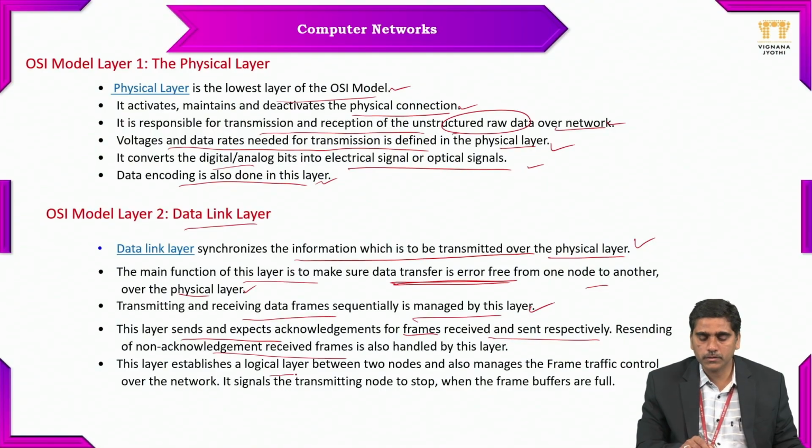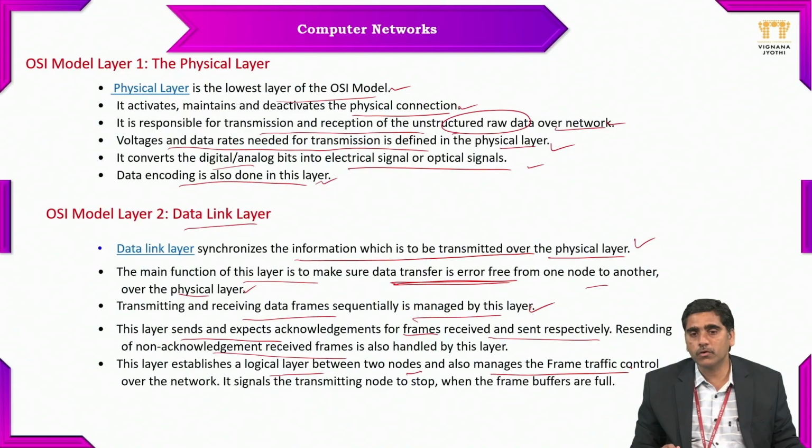And this layer establishes a logical link between two nodes and also manages the frame traffic control over the networking. That means the traffic control mechanism and framing mechanism are all covered under this data link layer.